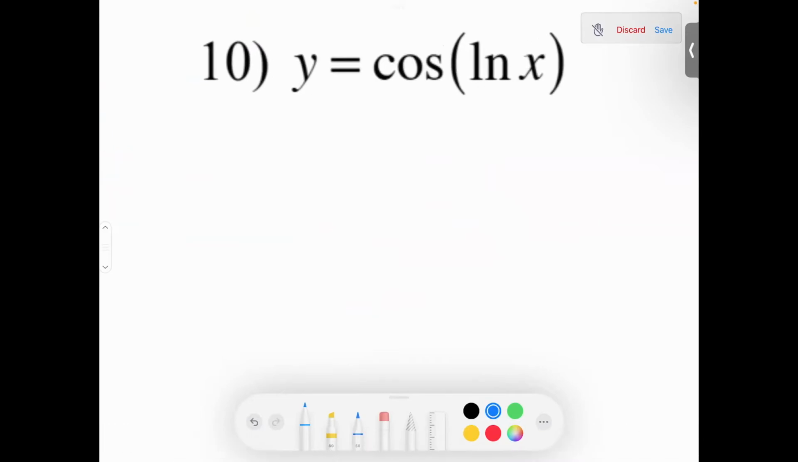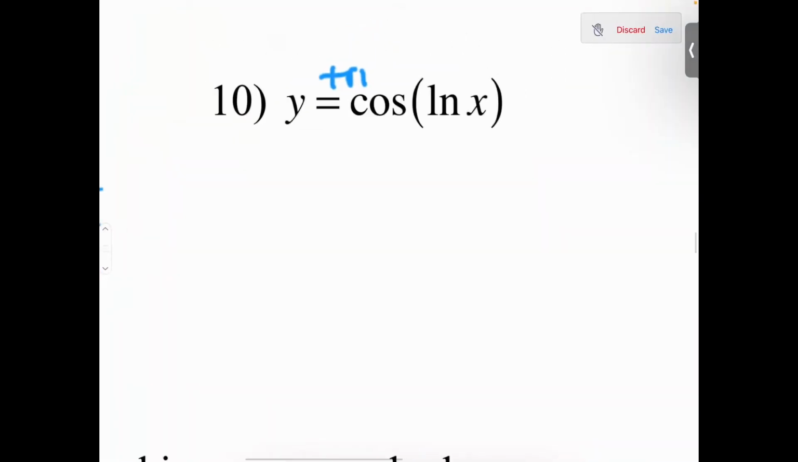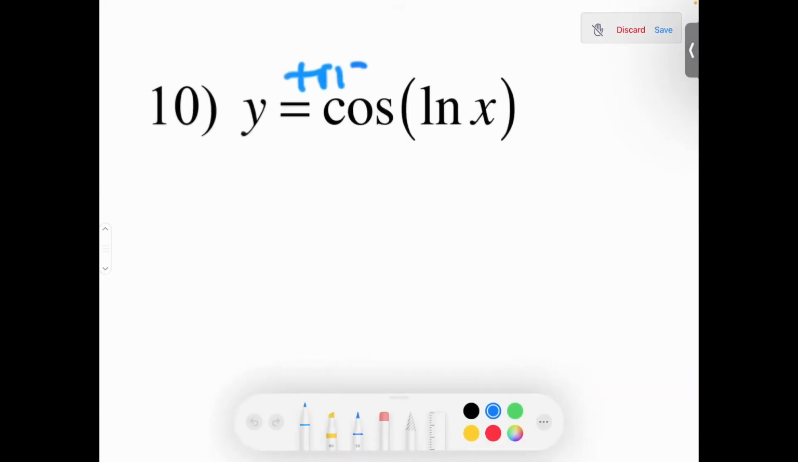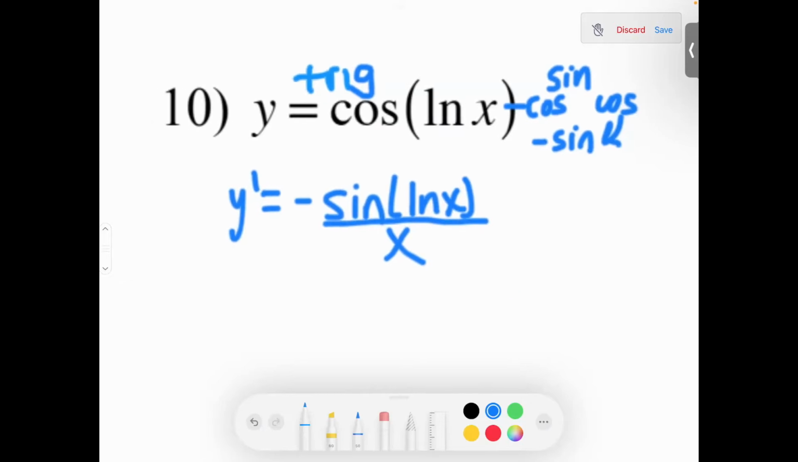Number 10 would actually be a trig rule. So let's think back to chapter 10. What's the derivative of cosine? We got sine, cosine, negative sine, negative cosine. So derivative of cosine would be negative sine. So y prime is negative sine ln x times the derivative of ln x, which is 1 over x. So hopefully we can just go ahead and write that as x in the denominator.